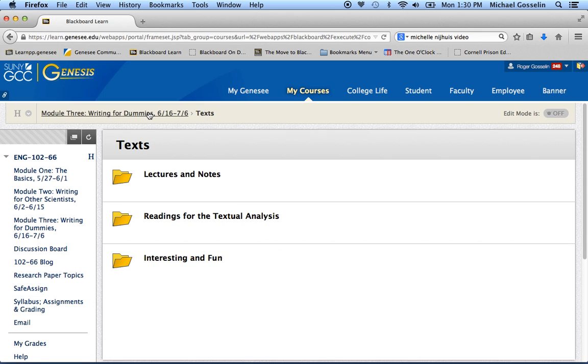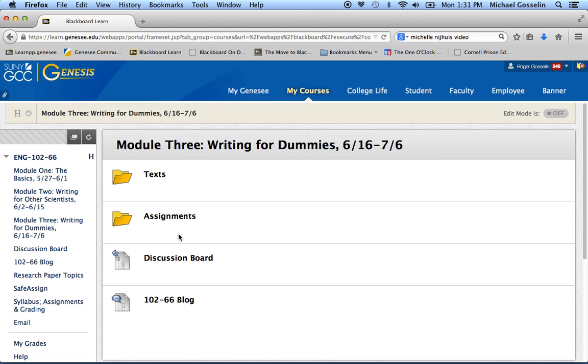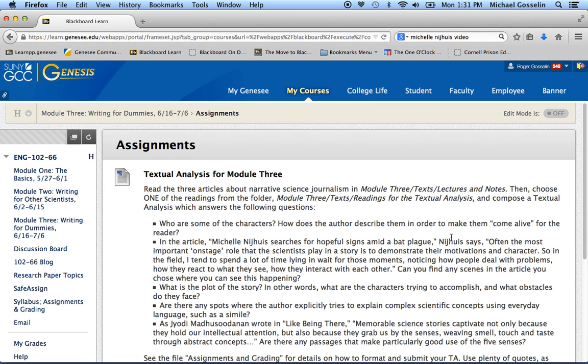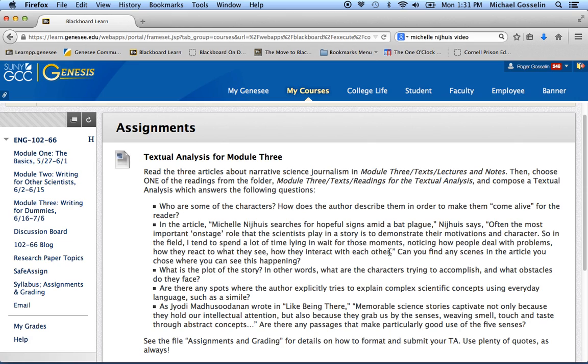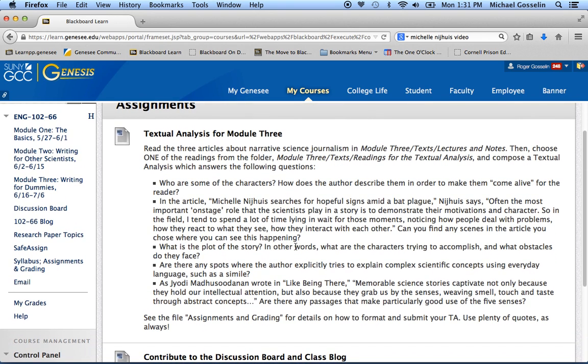So those are the texts. The moment you've all been waiting for: the Module 3 analysis. Read the three articles about narrative science journalism in the Module 3 text, lectures, and notes. Then choose one of them from the folder Module 3 text readings for the TA and compose a textual analysis which answers the following questions. Who are some of the characters? Remember, science journalism is all about the people. Who are some of the characters? How does the author describe them in order to make them come alive for the reader?